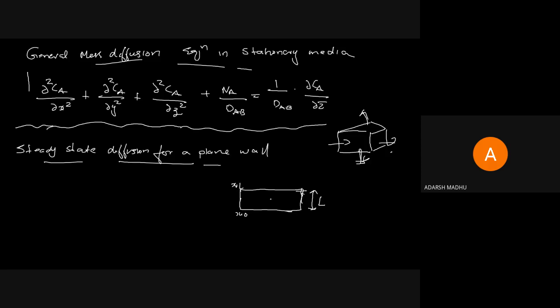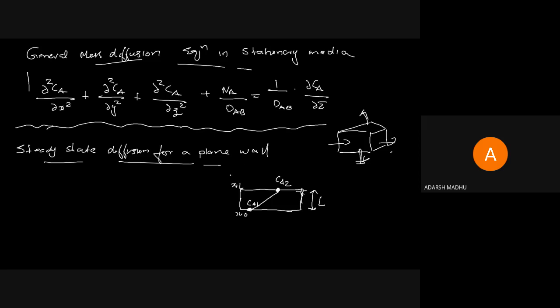Then the mass concentrations or molar concentrations at the two faces can be written as here. For this face we take C_A1, and for this face C_A2, the initial and final conditions. C_A1 and C_A2 are the mass or molar concentrations.